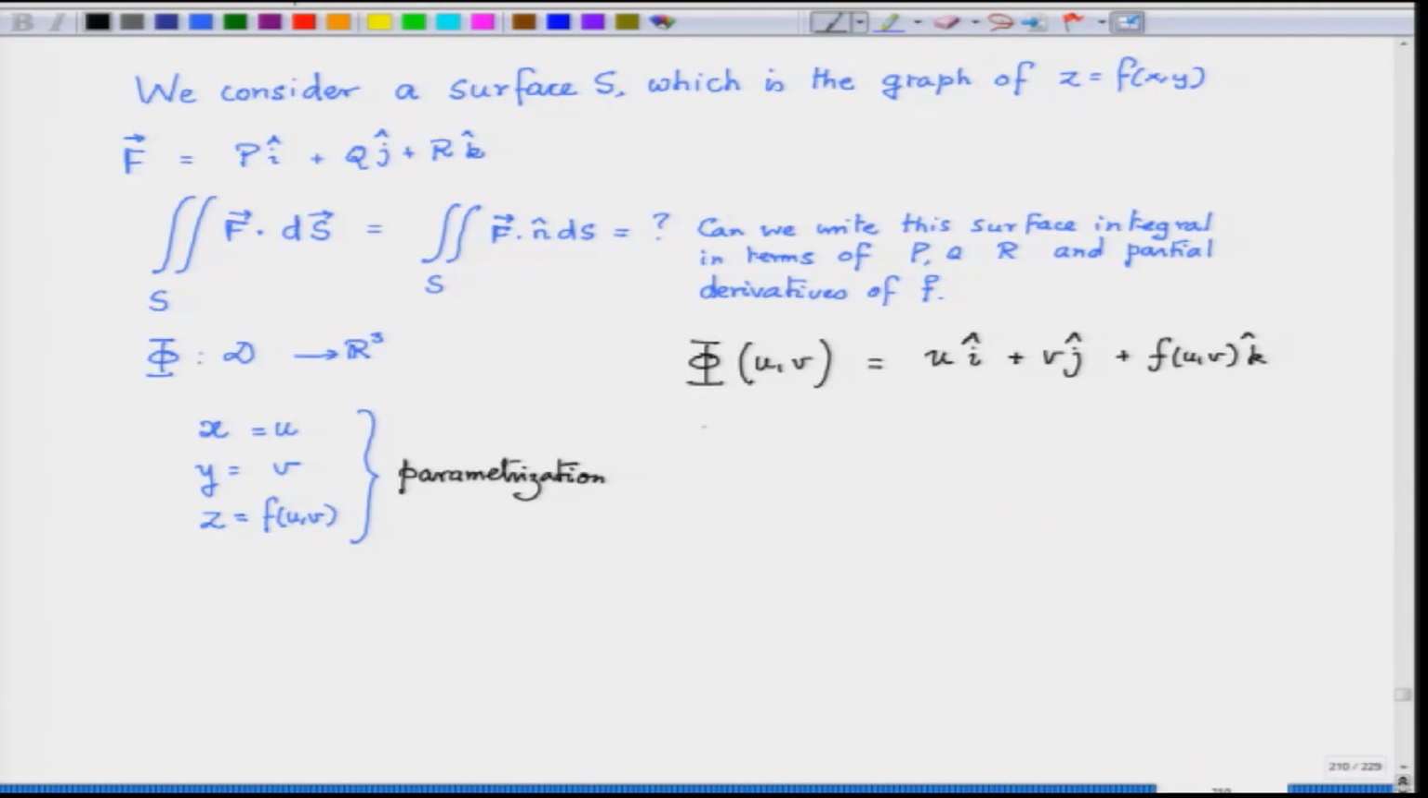So, again just for your practice, I am doing phi of u, which is 1 into i vector plus 0 into j vector plus del f del u into k vector, and similarly phi of v is 0 into i vector plus 1 into j vector plus del f del v into k vector.